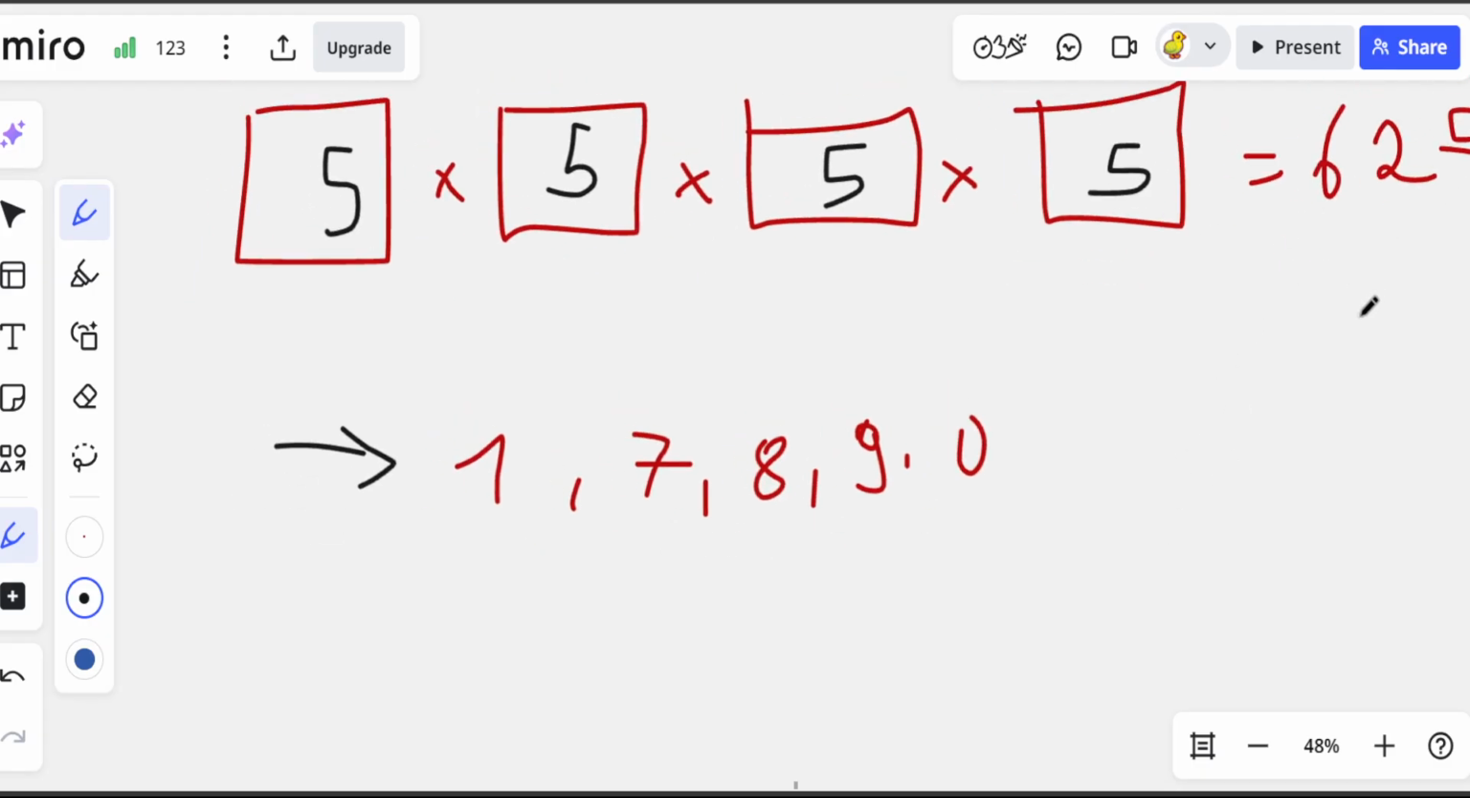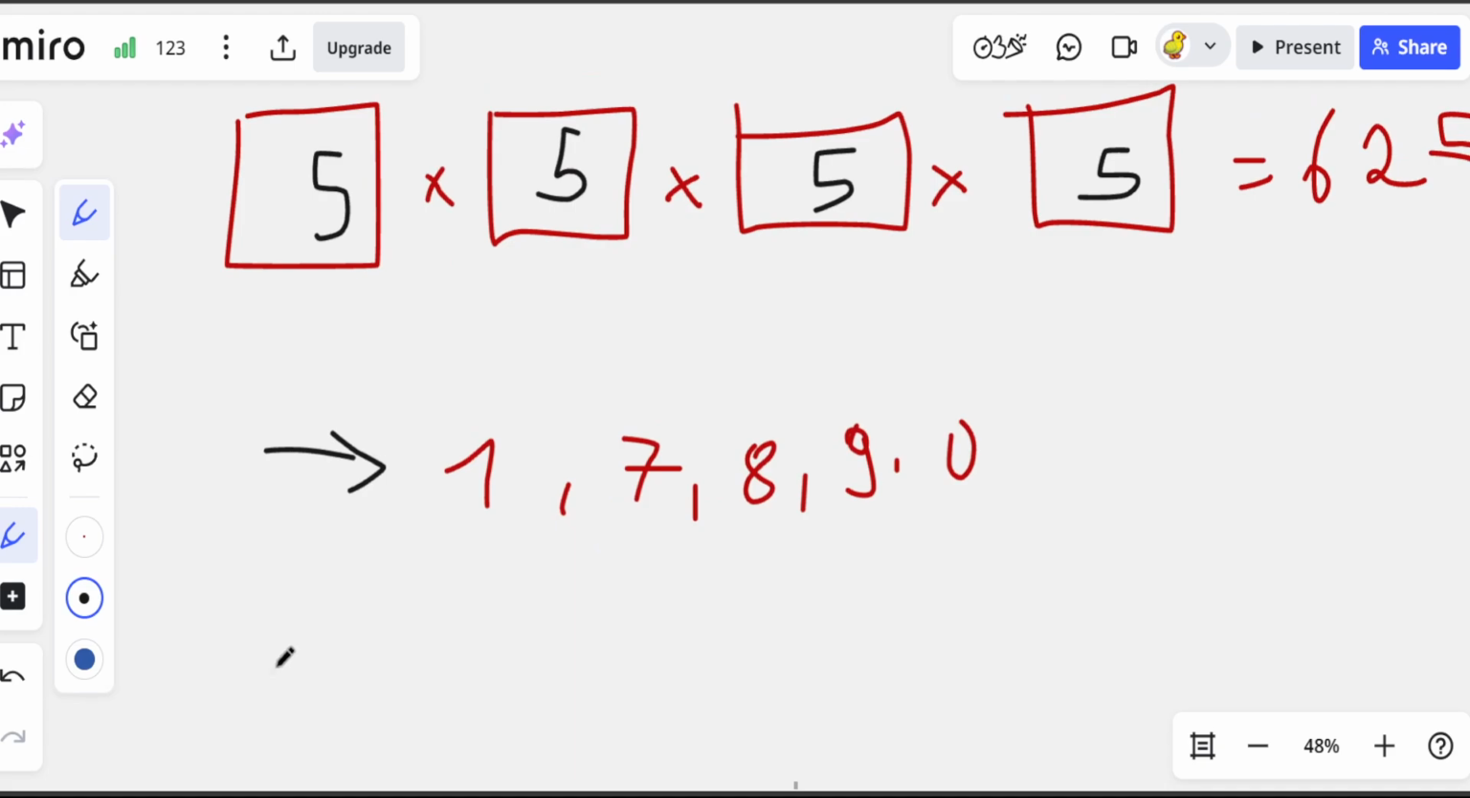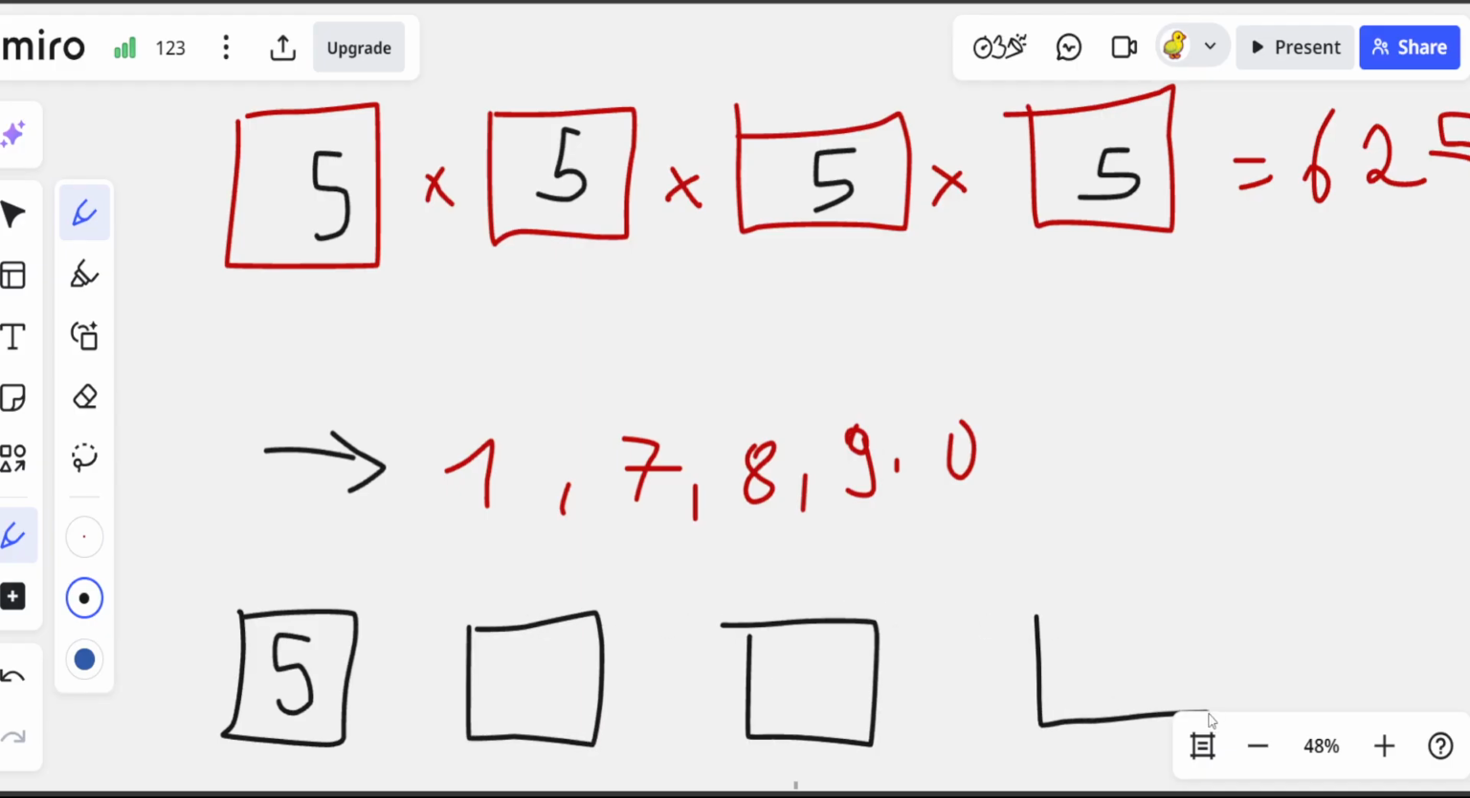But what happens if we cannot reuse the numbers? Then it's very simple. In here, we have first, let's say there's the example where we cannot repeat anything.